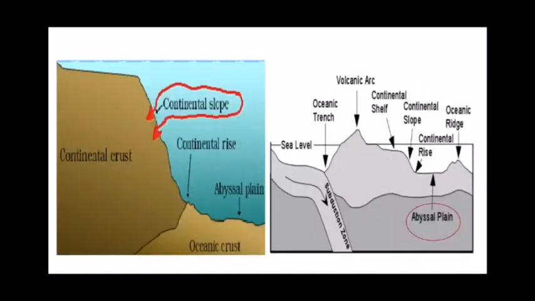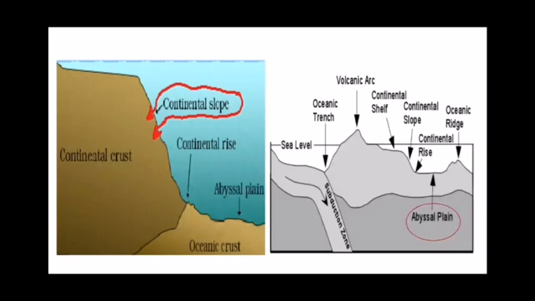Next is the continental slope. After the continental shelf is over, we get the continental slope in the water, under the water. This is the landform. Now the slope of the seabed becomes steep. As we saw, the continental shelf was very gentle, not that slopey, but the continental slope is very steep. So this is called the continental slope.